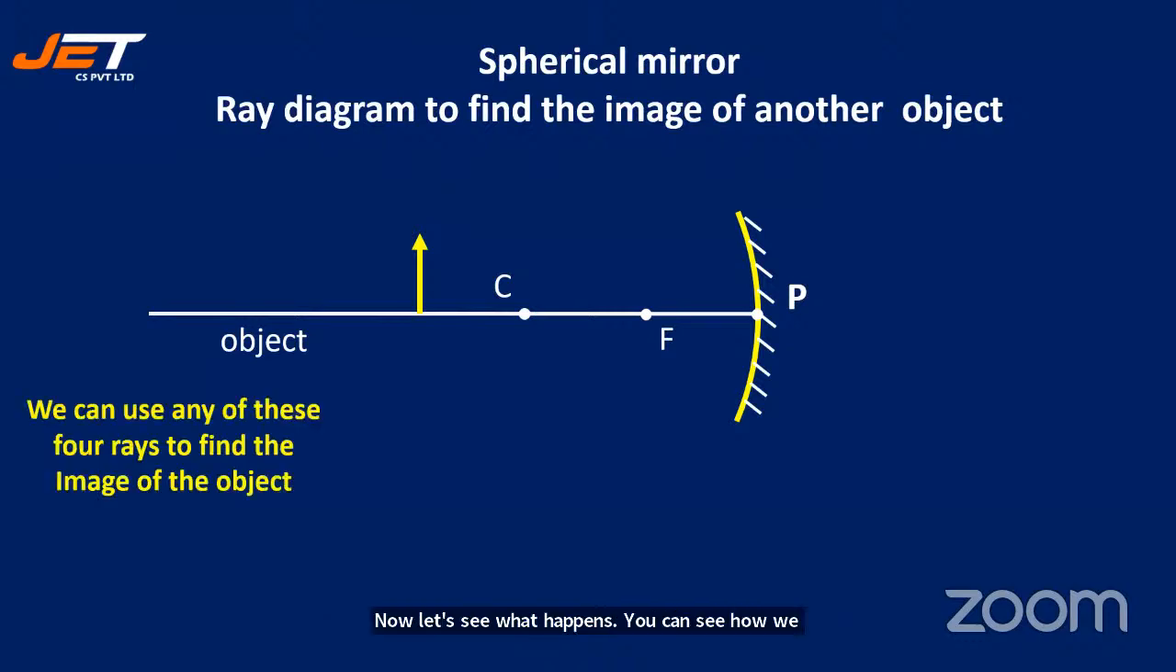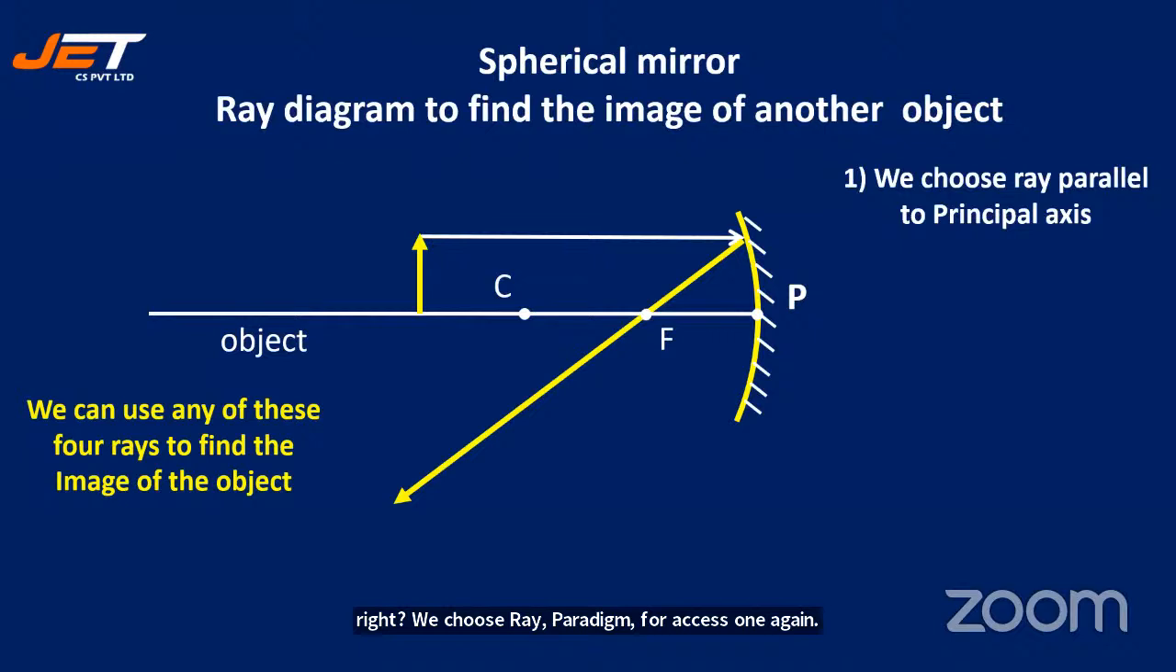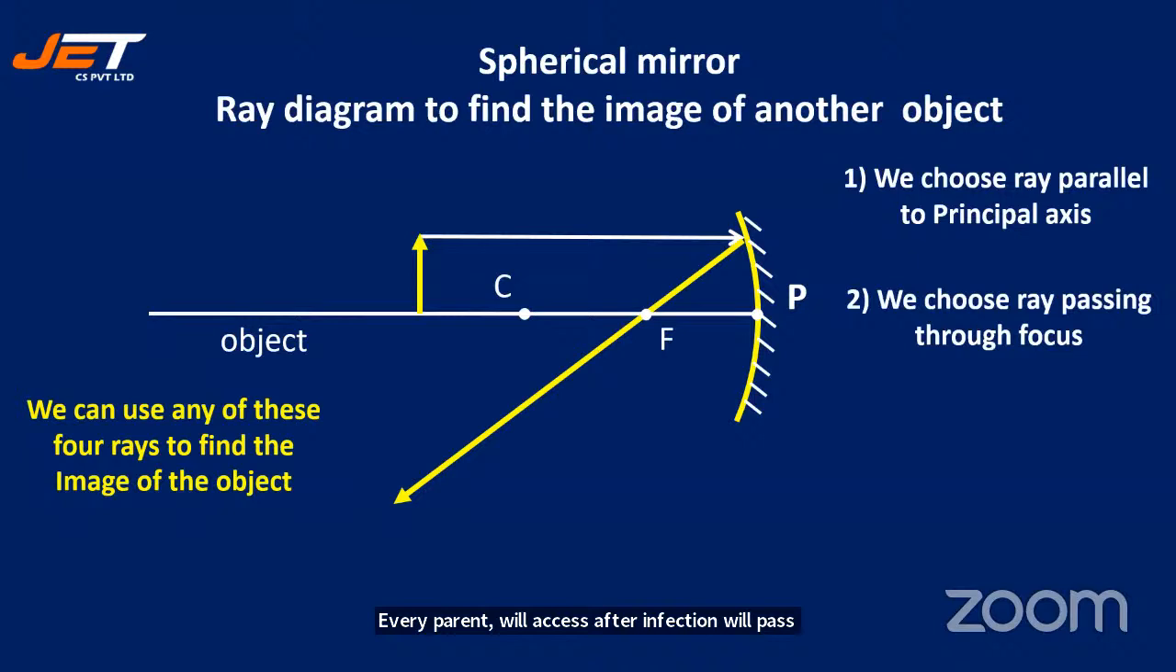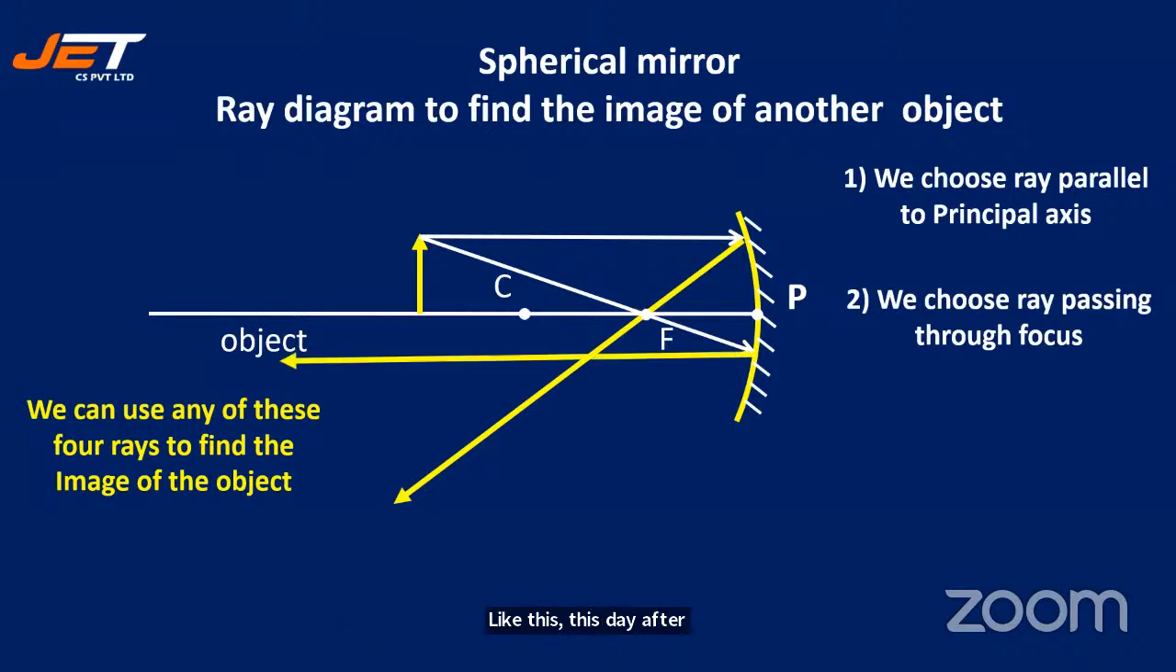We can use any of these four rays to find the image, right? మనం ఇంతకు ముందు 2 rays యూస్ చేసాము. ఇప్పుడు చూద్దాము ఎలా ఫామ్ చేస్తాం. We choose a ray parallel to the principal axis again, like this. After reflection, it will pass through the focus. Okay. We choose a ray passing through the focus, like this. This ray after reflection, ఏమవుతుంది? Principal axis ki parallel అవుతుంది. This intersection will give me an image, again a real image.